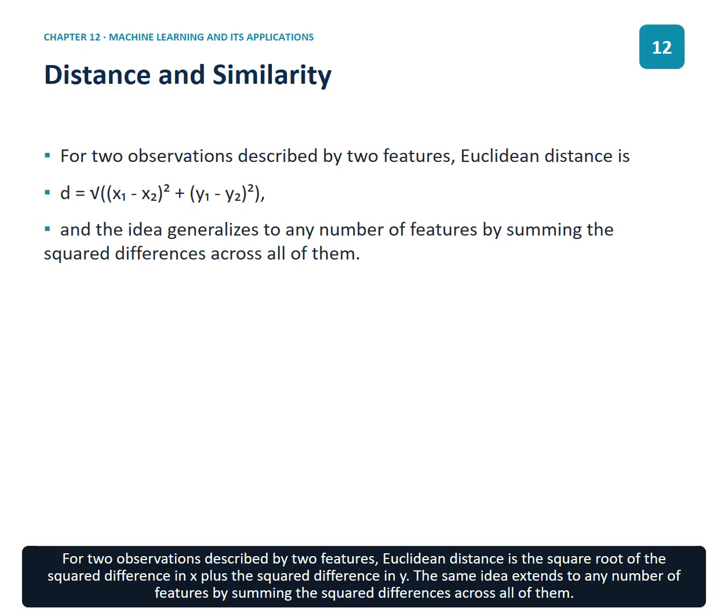For 2 observations described by 2 features, Euclidean distance is the square root of the square difference in x plus the square difference in y. The same idea extends to any number of features by summing the square differences across all of them.